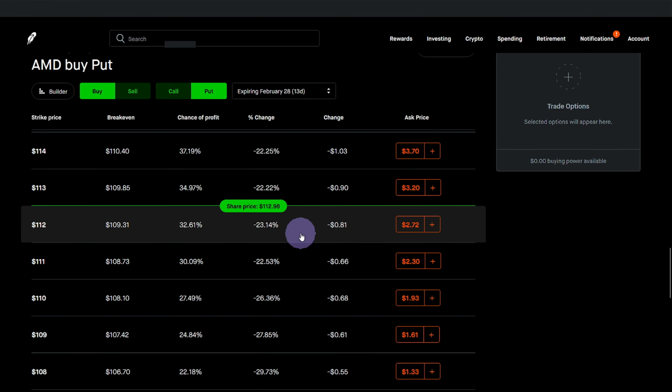Why do we call it that? When you buy a put, you have the right, but not the obligation, to purchase 100 shares at market value, then sell them to the contract seller for the strike price.